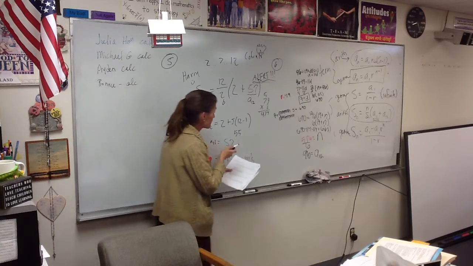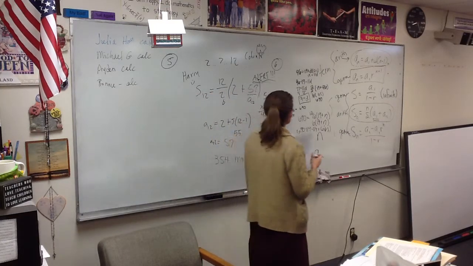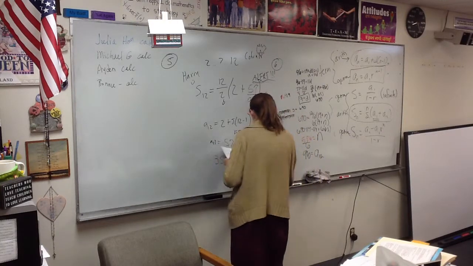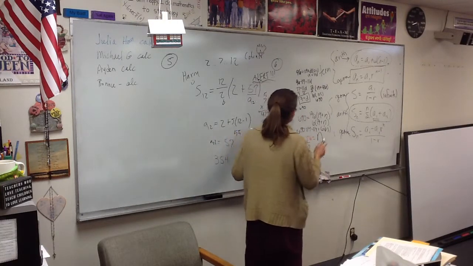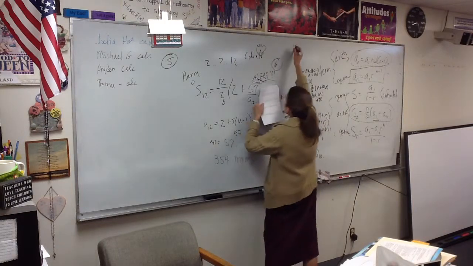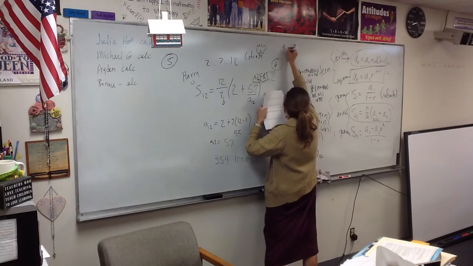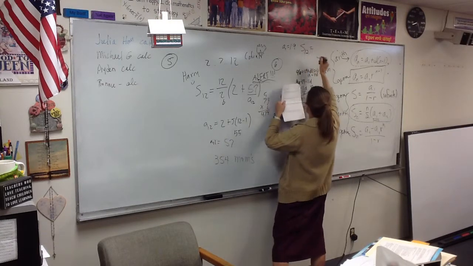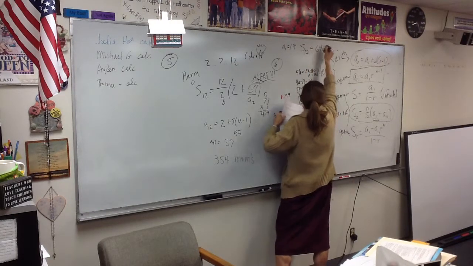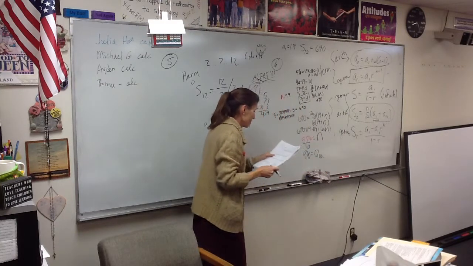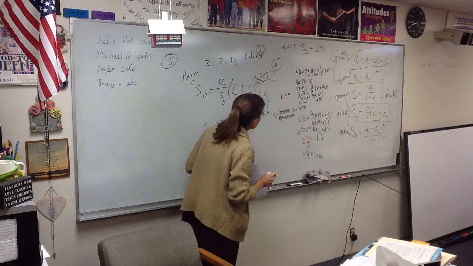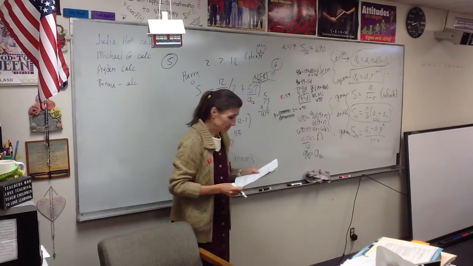Okay, now number 6, we have a lot written down here. It says the first term of an arithmetic sequence is 19. The sum of the first 12 terms is 690. Find the 12th term and the common difference.